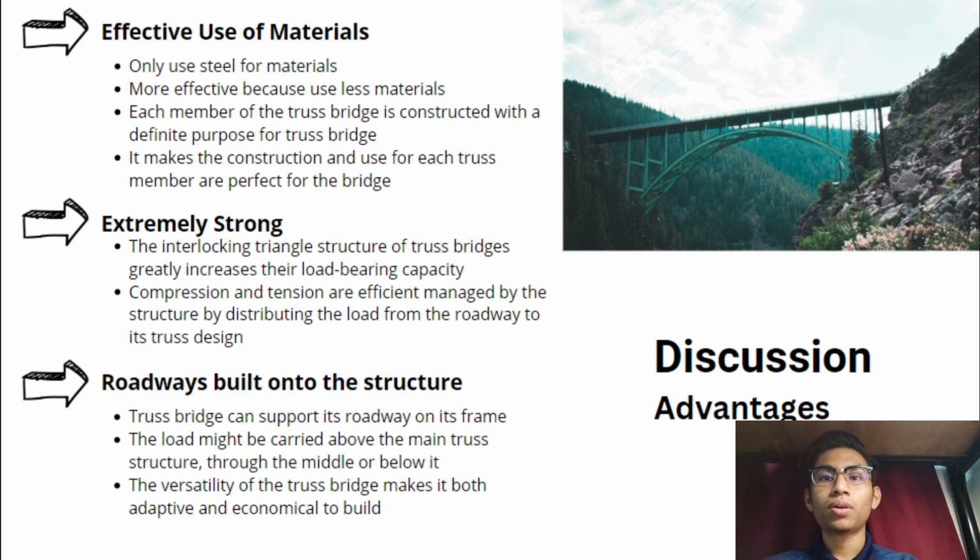Secondly, extremely strong. The interlocking triangle structure of the truss bridge greatly increases its load-bearing capacity. Compression and tension are efficiently managed by the structure by distributing the load from the roadway through its truss design. Lastly, roadways built onto the structure. The truss bridge can support its roadway on its frame. The load might be carried above the main truss structure, through the middle or below it. The versatility of the truss bridge makes it both adaptive and economical to build.